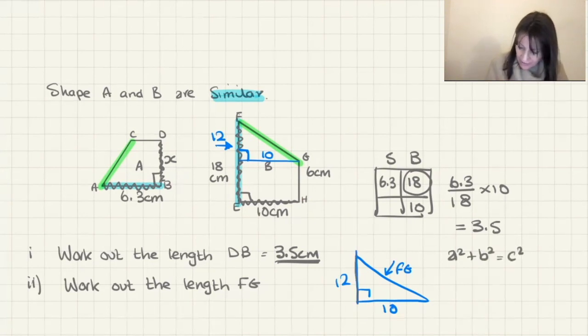We've got the 12 and the 10. So 12 squared plus 10 squared equals, I'll keep it as c squared. I could label it FG if I wanted to. There's no kind of big rule there. Put that straight in the calculator. You've got 244 and then square root.